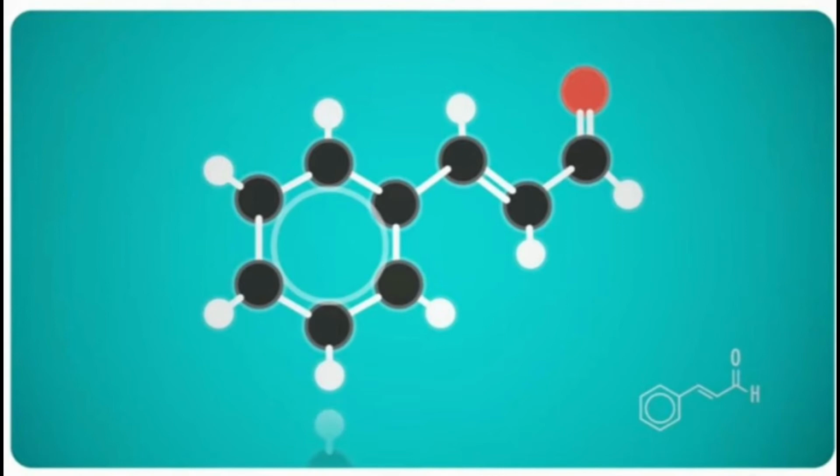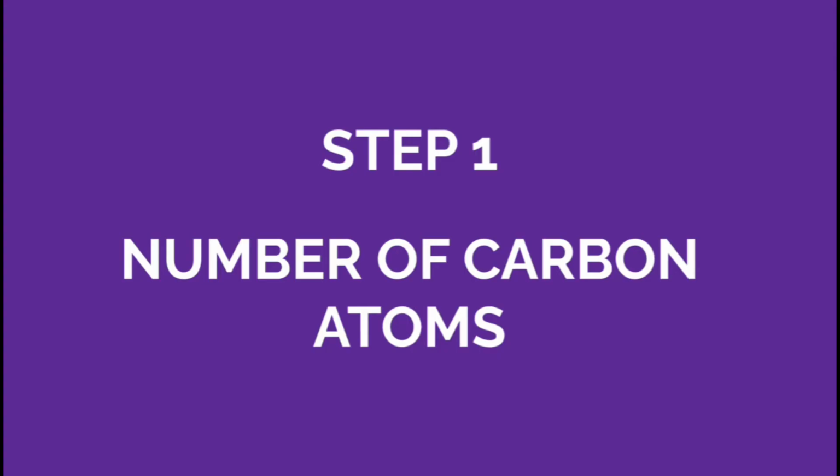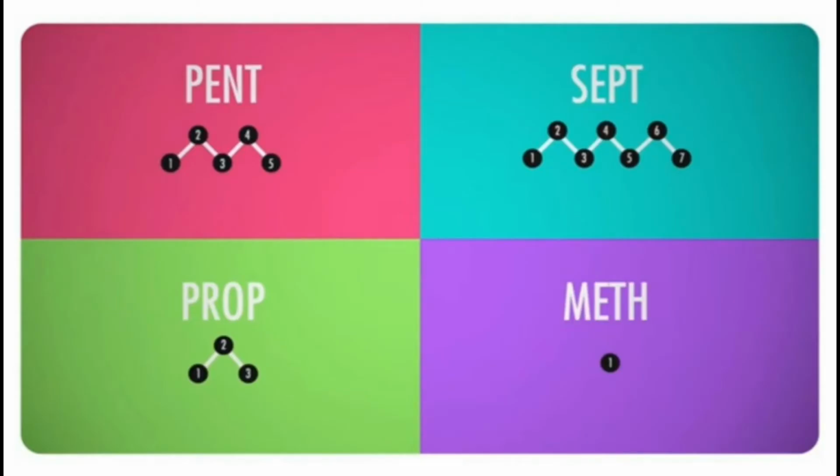Let us go through the steps of naming a chemical. It is a multi-step process. Step 1: number of carbon atoms. If there is one carbon atom in the compound, it is called meth. If there are two carbon atoms, then it is called eth. 3, prop. 4, but. 5, pent. 6, hex. 7, hept. 8, oct. 9, non. 10, dec.